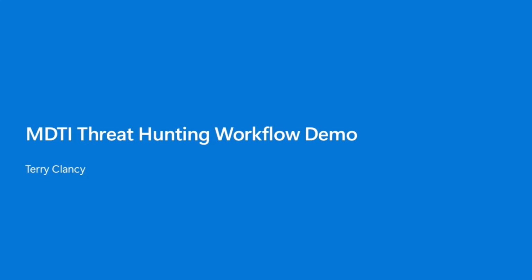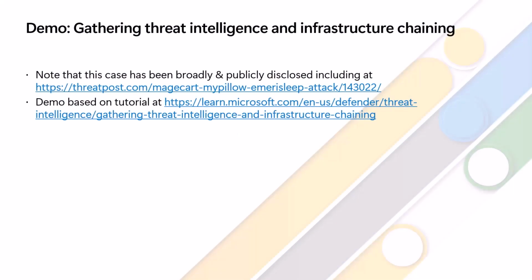compromised suppliers. Back in October 2018, MageCart infiltrated this company's online website, mypillow.com, to steal payment information by injecting a script into their web store. The script was hosted on a typo-squatted domain, mypilto with a T, pilto.com. Note that this particular case has been broadly and publicly disclosed, including at the URL on the screen.